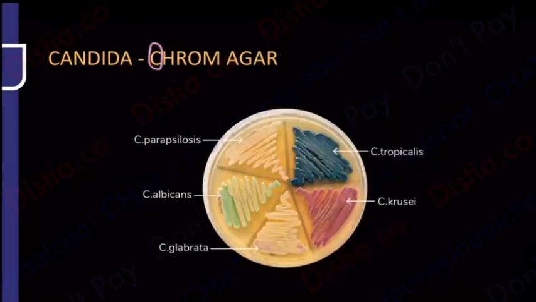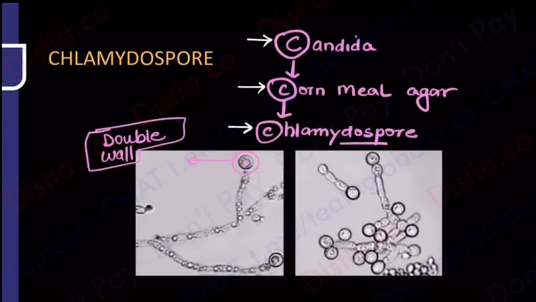Can you grow Candida in the chrome agar? Yes, this is a chrome agar. This multicolored thing is a chrome agar. So remember, C for chrome agar, C for Candida. So all the C's, now I've got you, right? C for Candida, C for chrome agar, C for Candida, C for cornmeal agar, C for chlamydospores.